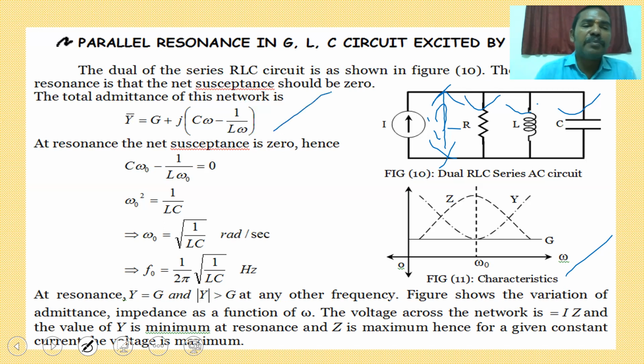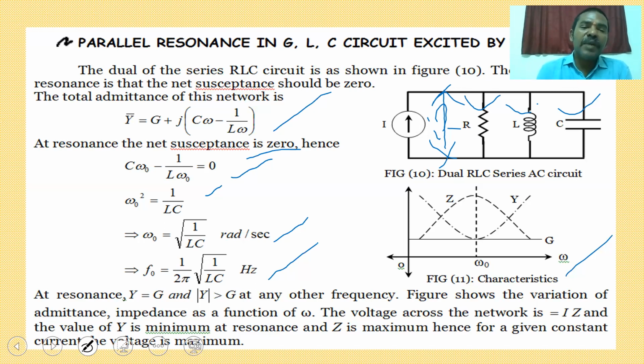So the overall admittance Y is equal to G plus J times of omega C minus 1 by omega L. So net susceptance value is equal to 0 under resonance condition. C omega naught minus 1 by L omega naught is equal to 0. Omega naught square is equal to 1 by LC. Omega naught is equal to root of 1 by LC, or in terms of frequency, 1 by 2 pi root of 1 by LC. Same as the RLC series circuit only. There are no changes. But here, instead of voltage, we are going for the current. That's all. There are no big changes.